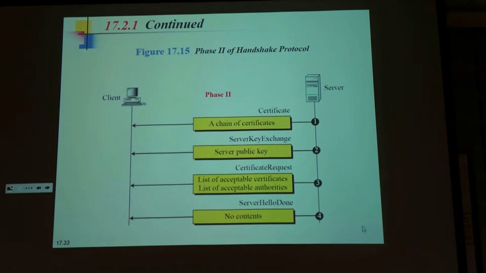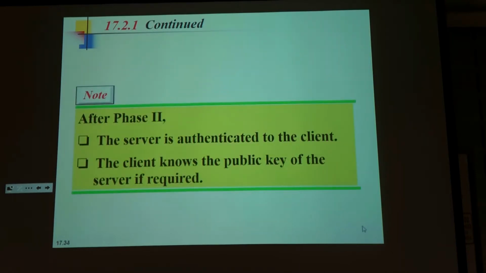So in phase two, we are trying to send the key exchange and authentication. The key exchange, the server key exchange, and authentication. So after phase two, the server is authenticated to the client, and the client knows the public key of the server if required.